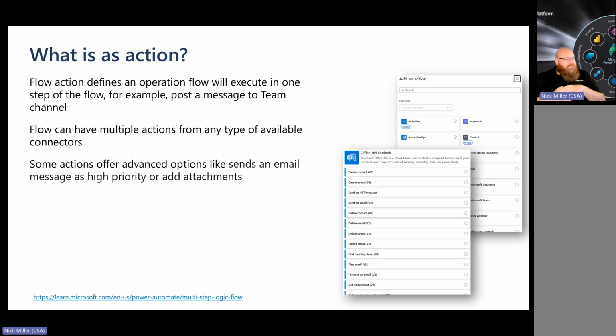What is it by definition? It's an operation a flow will execute in one step of the flow. For example, posting a message to Teams. You can have multiple actions. We can build them in different types of controls, which we'll talk about here in just a moment. And some actions offer special, more advanced options, such as send an email message with a high priority, or you can add attachments. You can send it from a shared mailbox. There are a number of different things that we can do from actions.